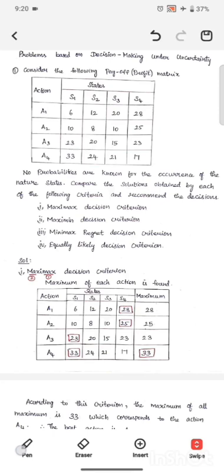My action 1 maximum value is 28. My action 2 maximum value is 25. My action 3 maximum value is 23. My action 4 maximum value is 33. So I have written the maximum values in a separate column. From these, I am going to find the maximum value again. So my 33 is the maximum value here. So my best decision is action 4.